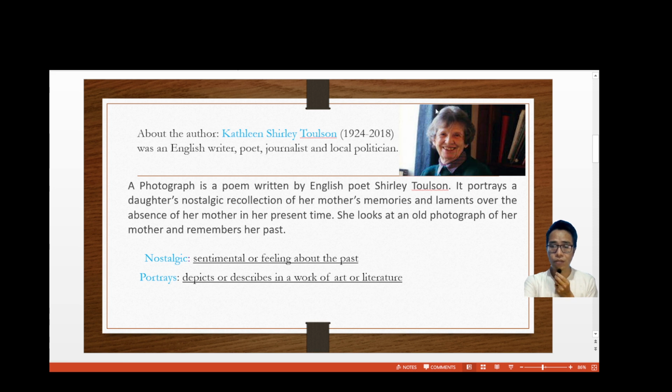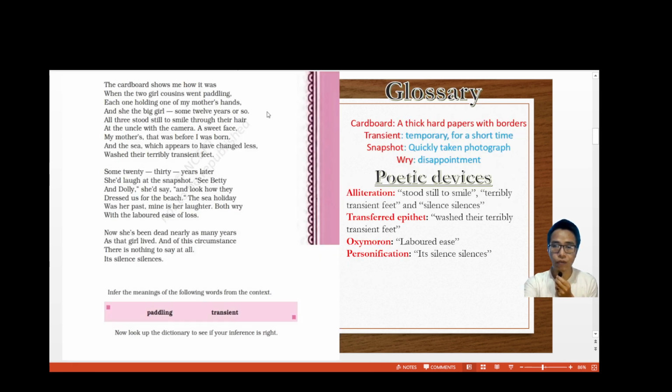It actually describes or portrays the daughter's nostalgic recollection of her mother's memories. That means Shirley Toulson's own sentimental memories of her mother, and she is now lamenting over the absence of her mother in present time, because the mother has passed away so many years back. At present, she looks at an old photograph of her mother and remembers her past. So let's quickly understand a few of the glossary words here.